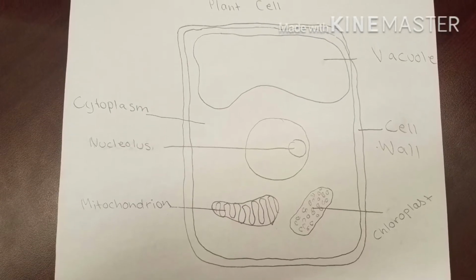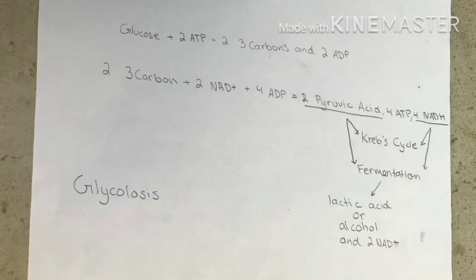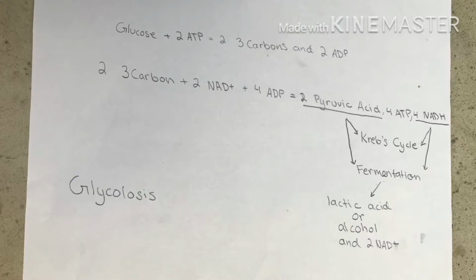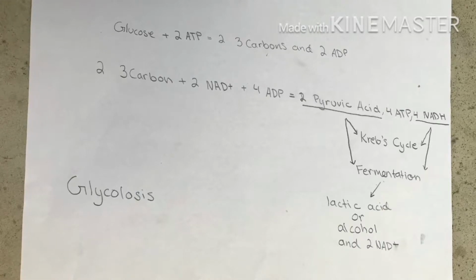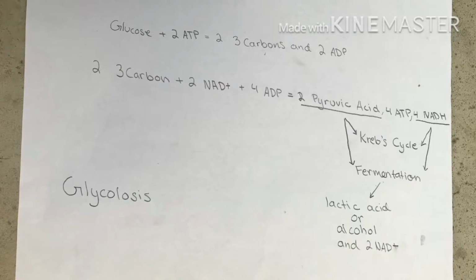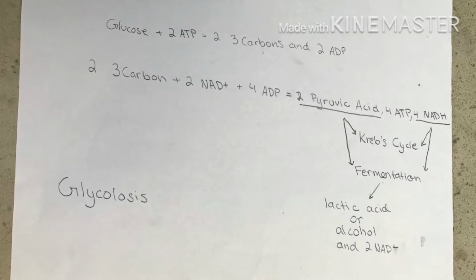Now we're going to zoom out of the chloroplast and zoom back into the mitochondria, where 2 parts of cellular respiration take place. Now we're going to move on to cellular respiration. The first step in cellular respiration, glycolysis, takes place in the cytoplasm. Glucose and 2 ATPs are added together to create 2 3-carbon molecules and 2 ADPs. Those 2 3-carbon molecules plus 2 NAD pluses plus 4 ADPs equals 2 pyruvic acid, 4 ATP, and 2 NADH.